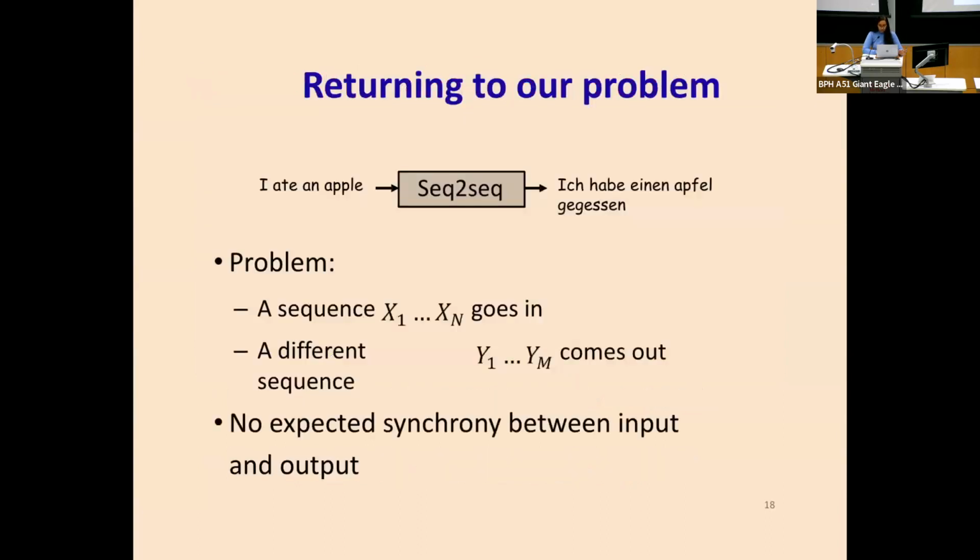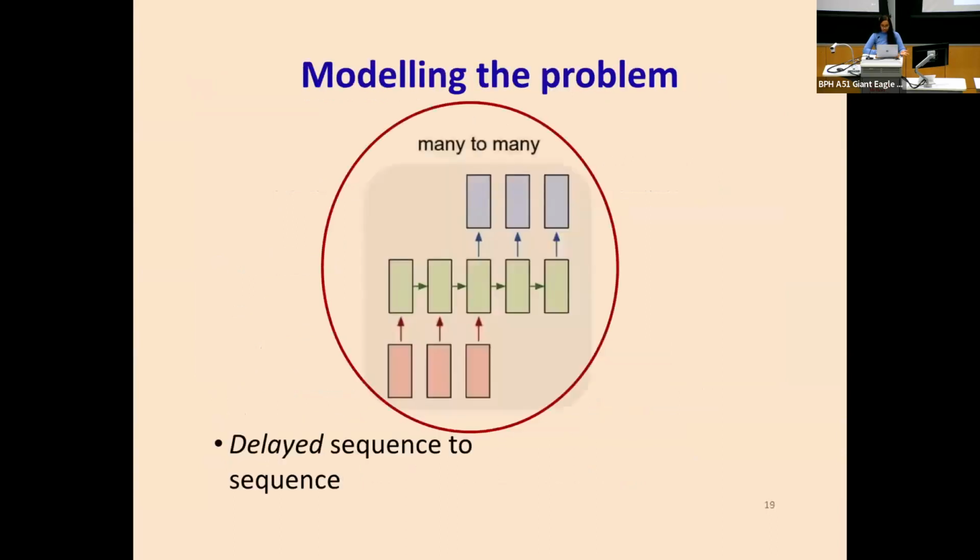So returning to our problem that we described earlier, a sequence like x1 dot dot dot xn, which is represented by this input sequence in the example we described earlier, it goes in as one and it comes out as a different sequence. So there is no expected synchrony between the input and the output. And so this is actually the problem that we are looking at.